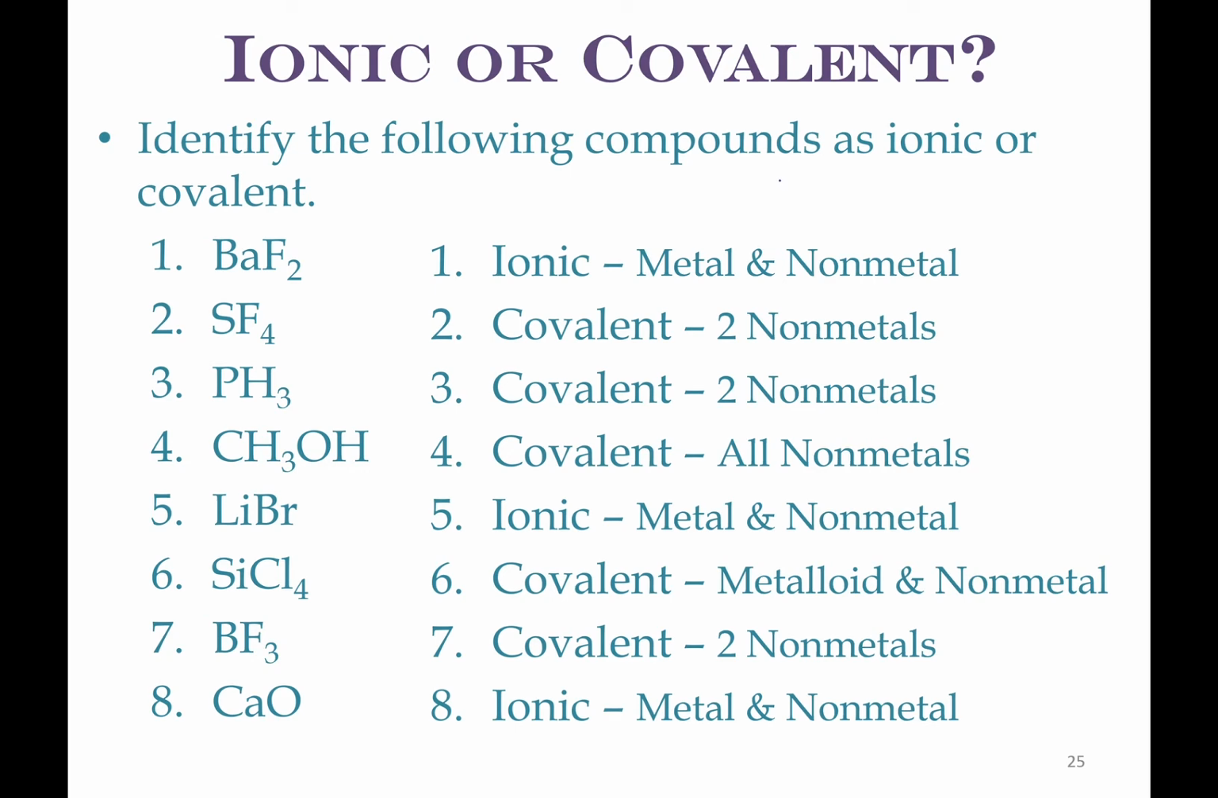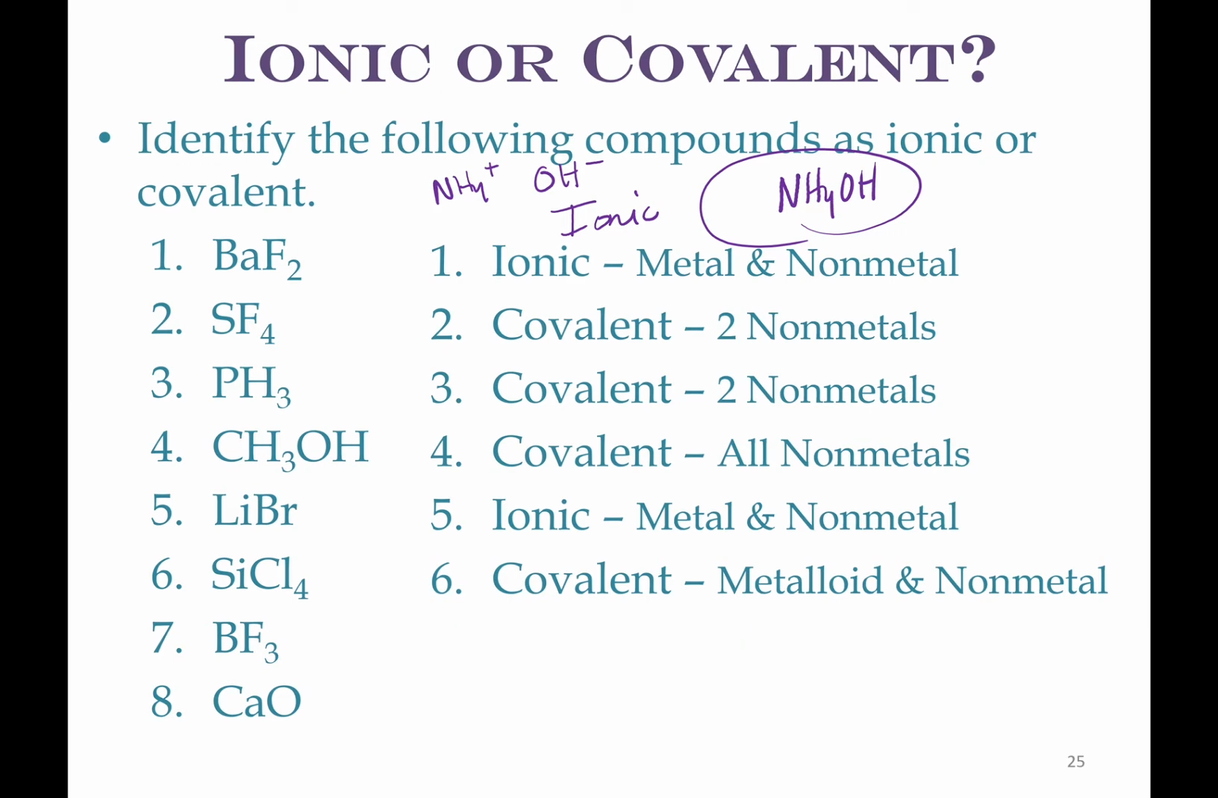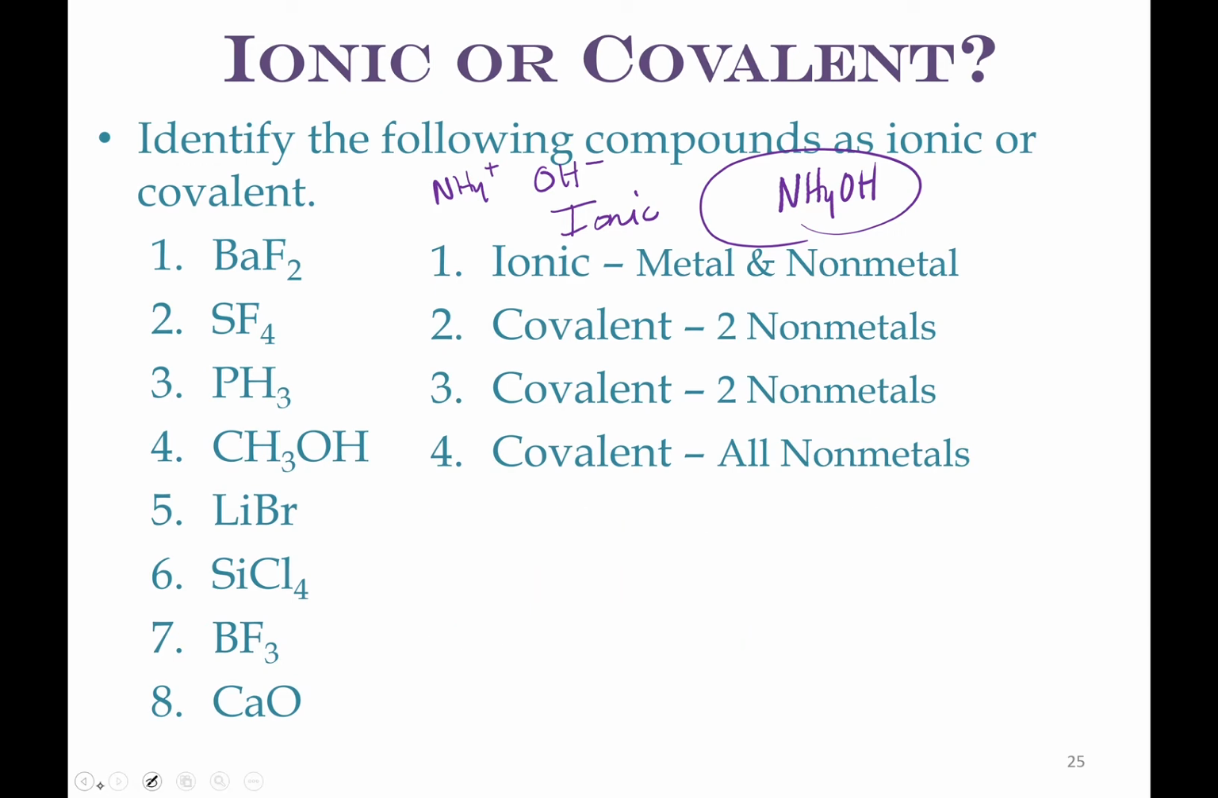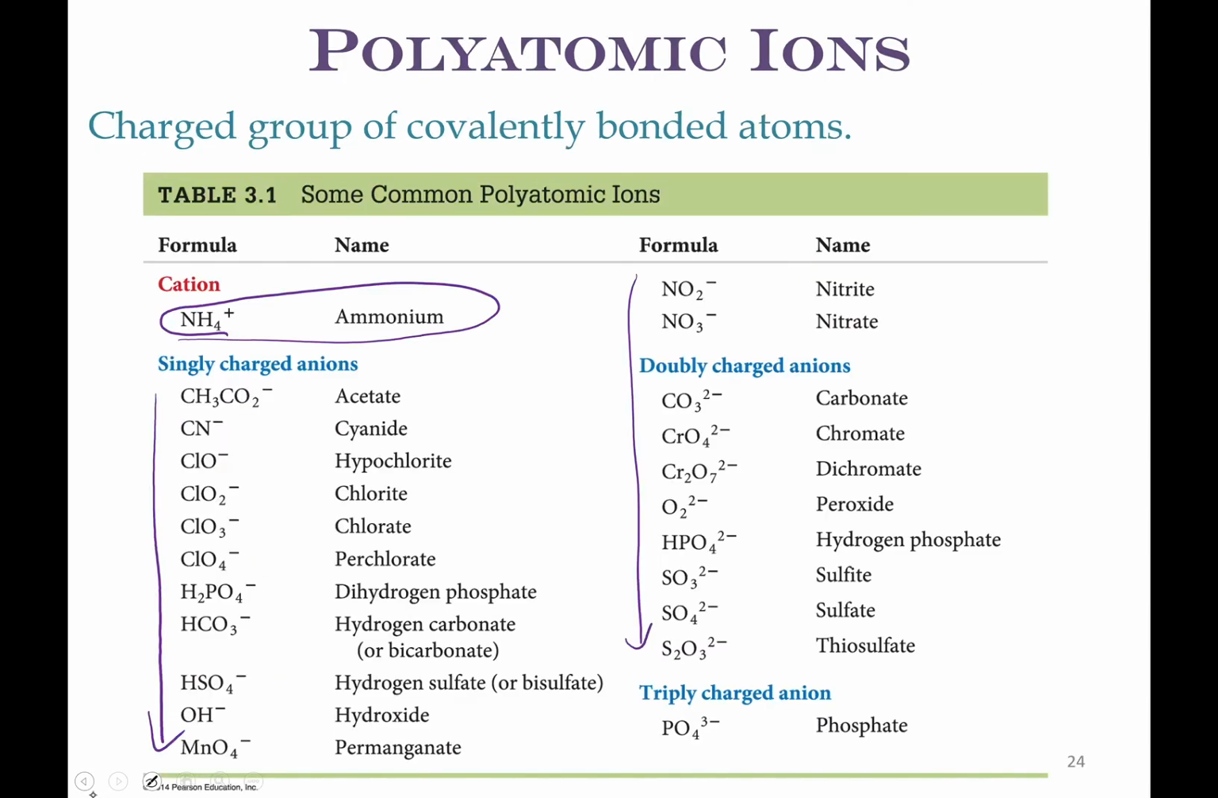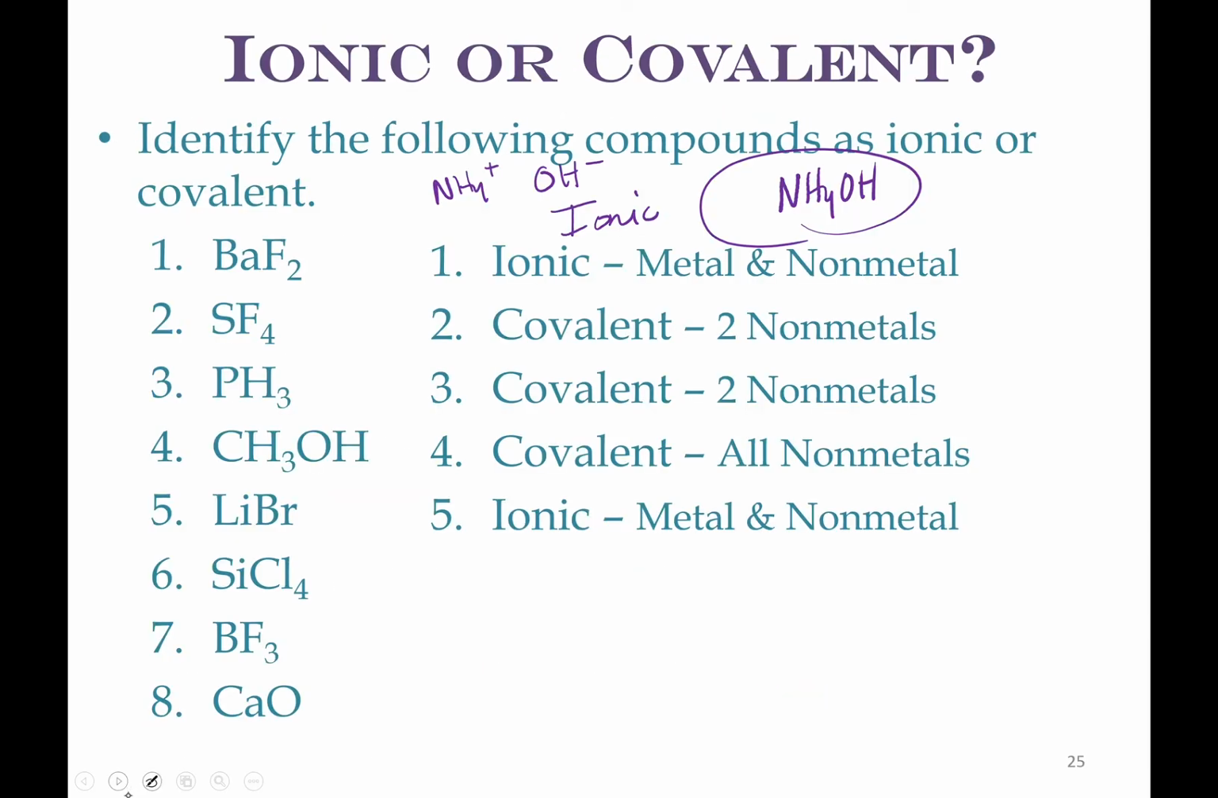Well, what about something like this, NH4OH? They're all nonmetals. However, this is 2 polyatomic ions, NH4 plus and OH minus. This is ammonium hydroxide, and it would be ionic. So you do need to be able to recognize those polyatomic ions on this previous sheet, and we're going to be able to use them. The only way to do that is through practice, maybe with flashcards or something like that.